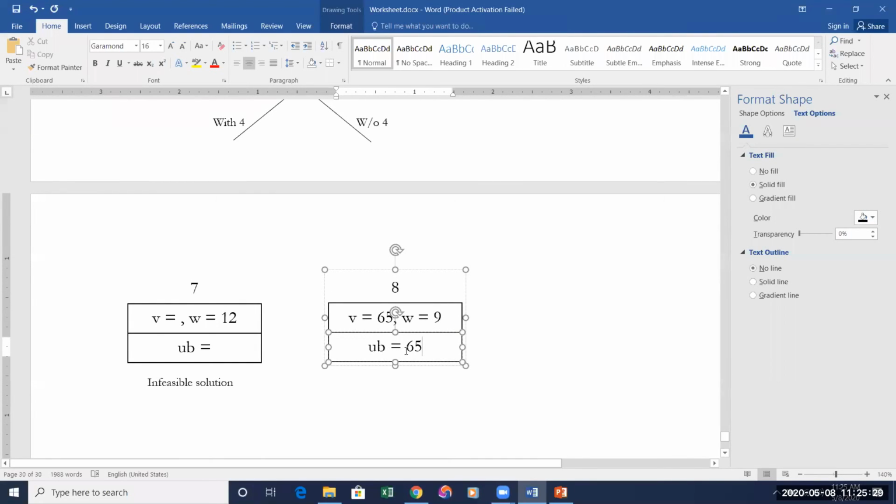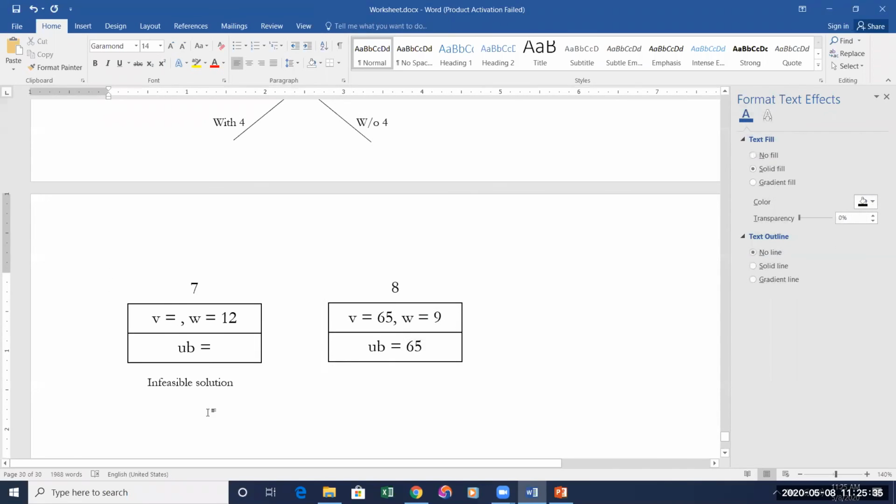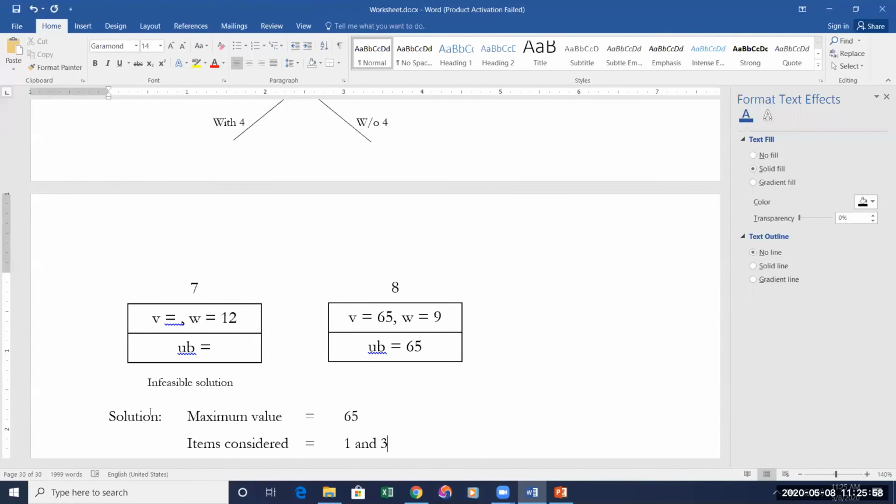The maximum value obtained for this knapsack problem is 65, and the items that are considered are item number 1 and 3. How to write the solution? Solution: maximum value is equal to 65 and items considered is equal to 1 and 3. So this is how you are supposed to write the result.